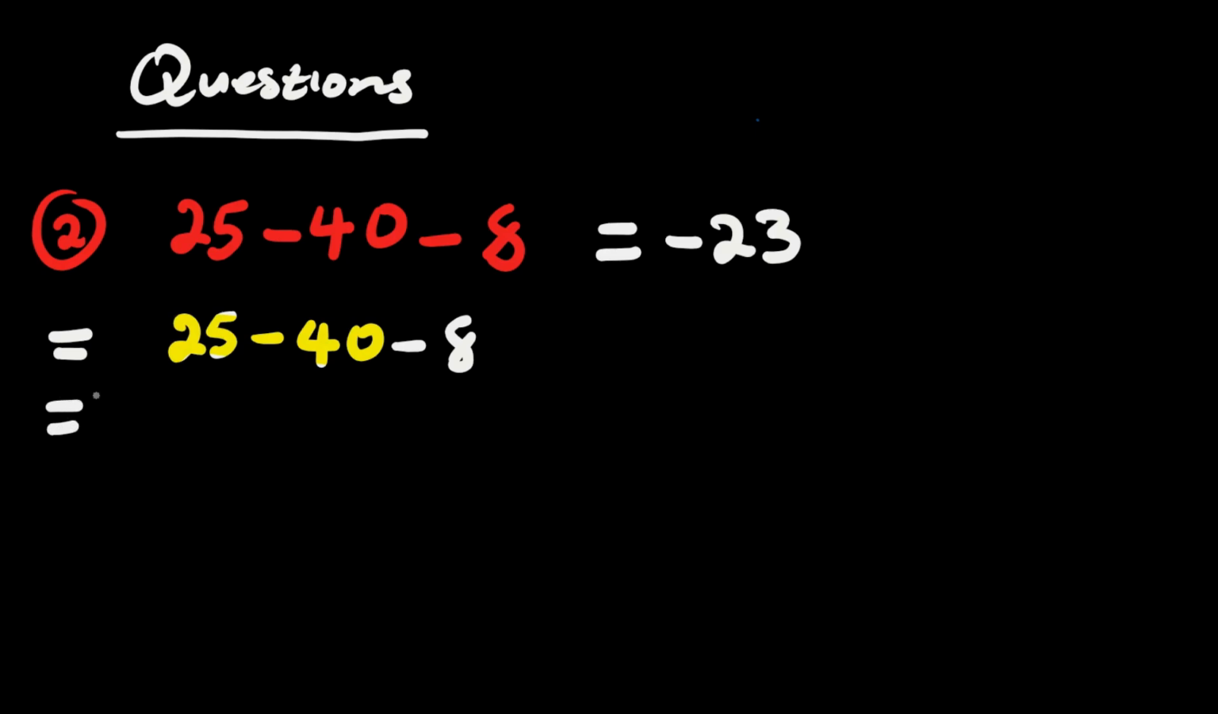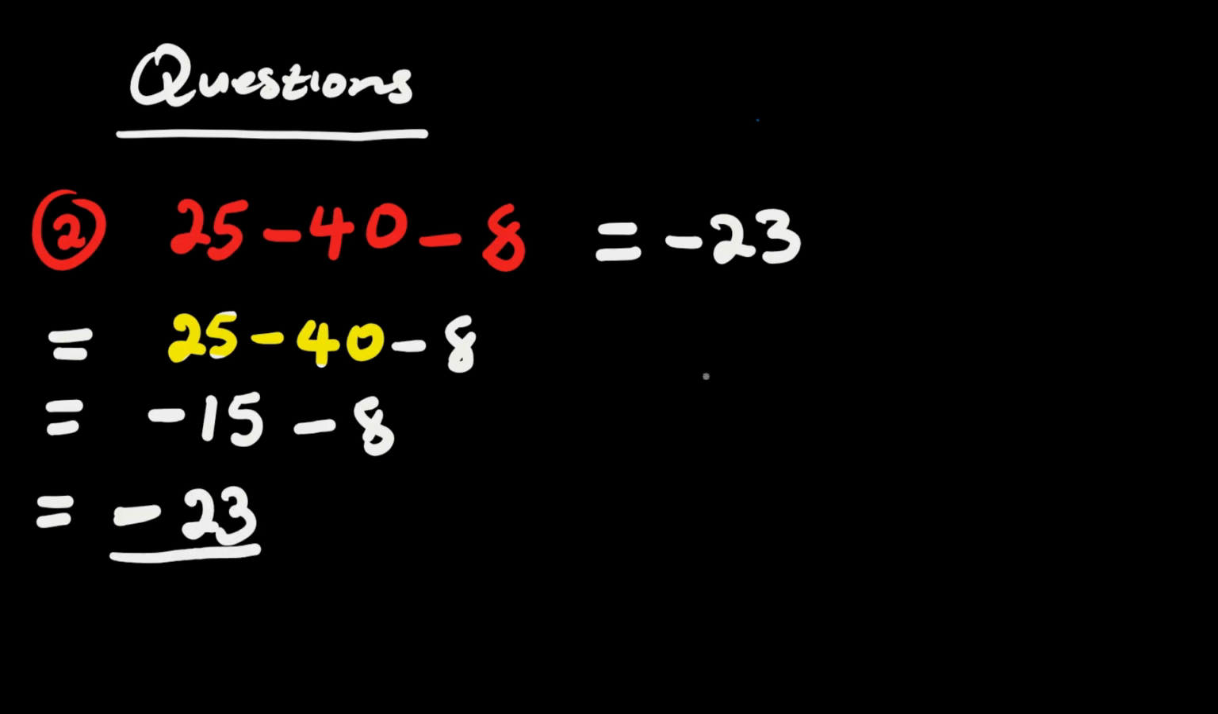So 25 minus 40. Between 25 and 40, we should take the sign of the bigger number. And in this case, it's 40. 40 carries a negative. Then we say 40 minus 25, and we get 15. Then we bring in the -8. So the signs are the same. So we keep the common sign and we say 15 plus 8. And the answer is -23. And this is the answer.